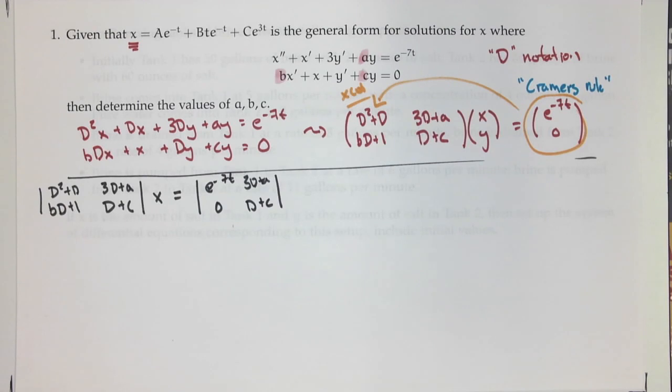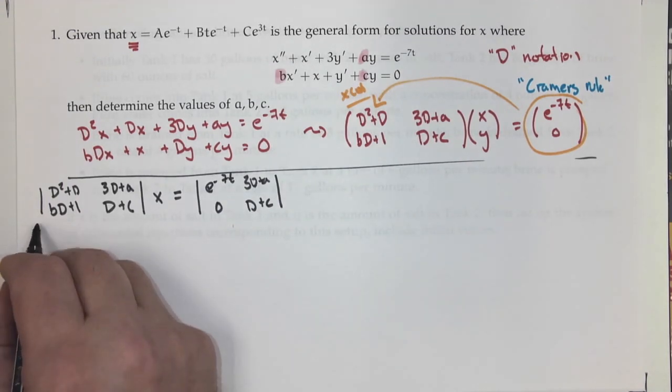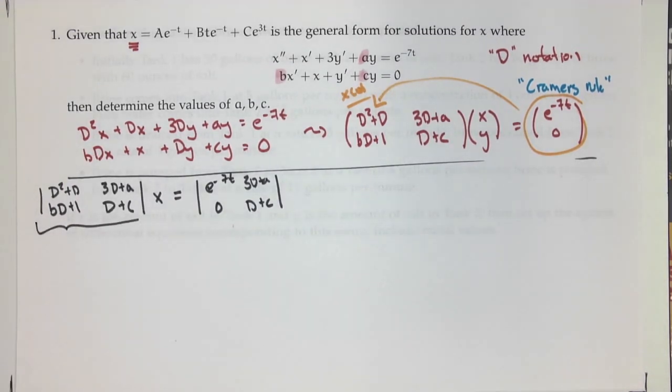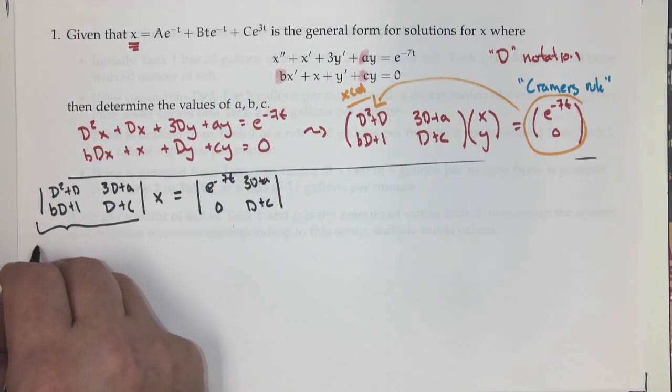All right. Well, we just start doing our determinants. We should be very comfortable with 2x2 determinants because we need to be comfortable with 2x2 matrices. We're going to see a lot of those.